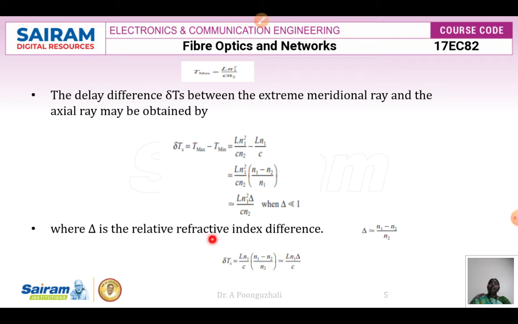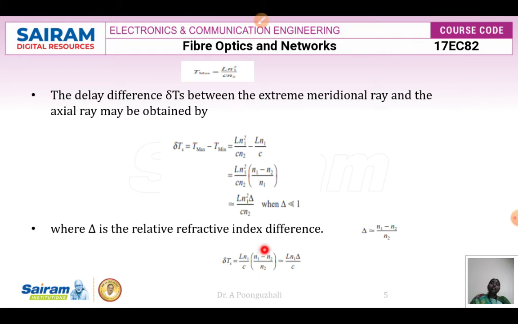Where del is the relative refractive index difference. So del Ts is equal to L n1 by C into n1 minus n2 divided by n2. Here this n1 and this n1 cancel, this n2 comes inside, so that is your n1 minus n2 by n2.